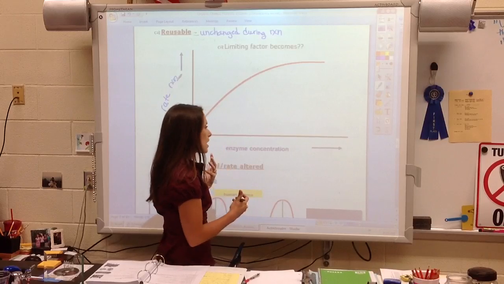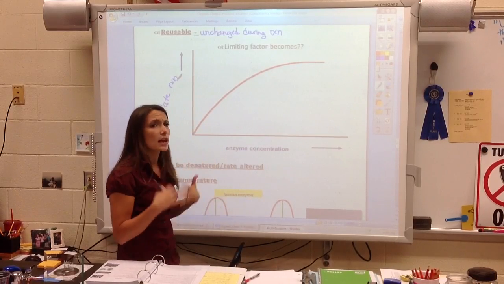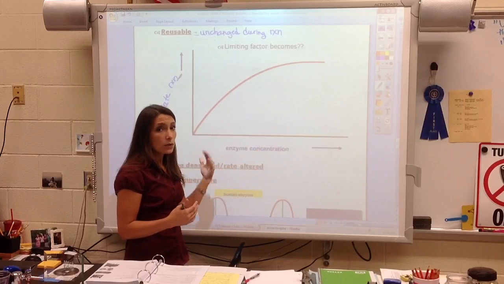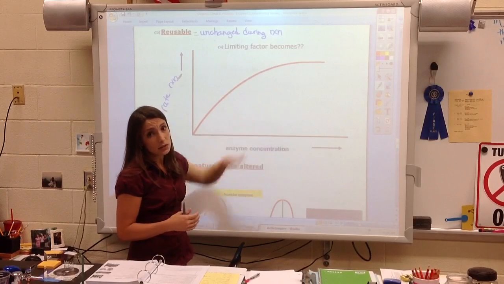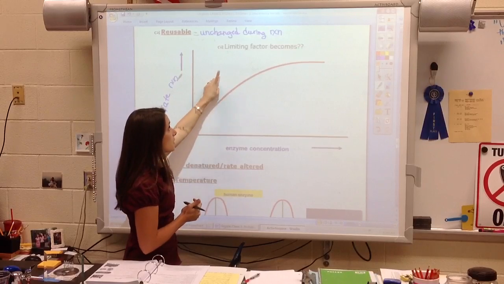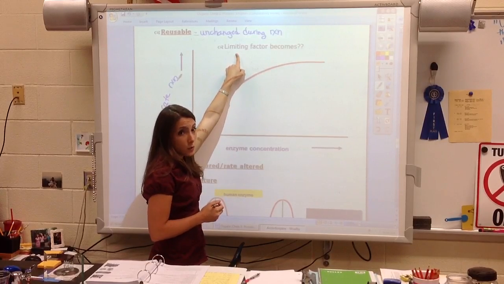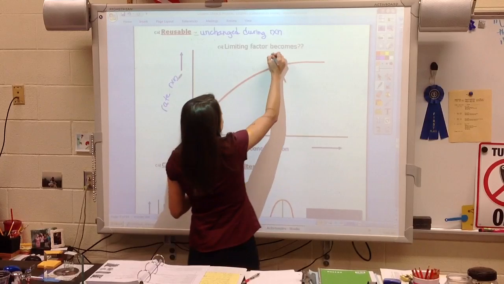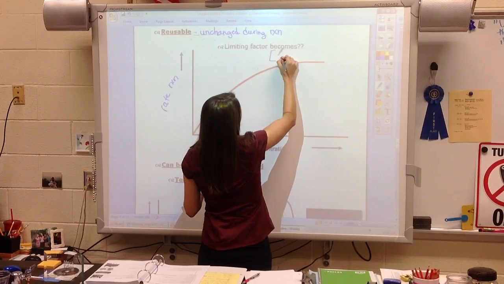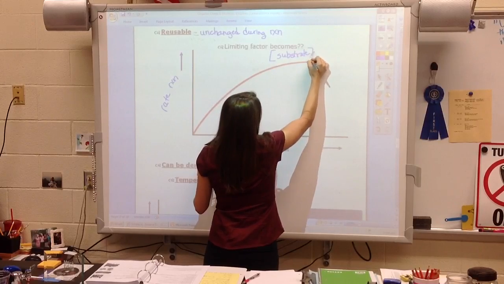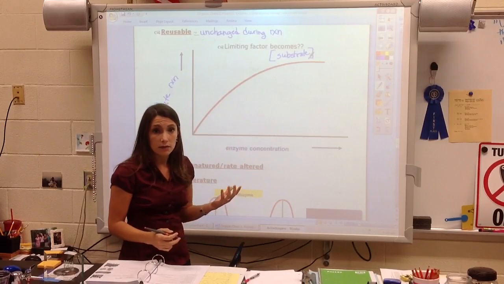So we want to think about, well, if the enzyme can do its job again and again and again, and I keep adding more enzyme, why wouldn't the rate of the reaction continuously increase? And the main reason is that the limiting factor, what's limiting this reaction, why it's not going faster, is actually the concentration of the substrate. How much substrate do I have?